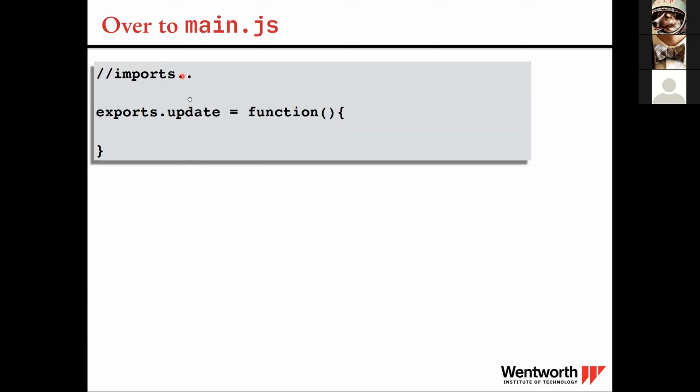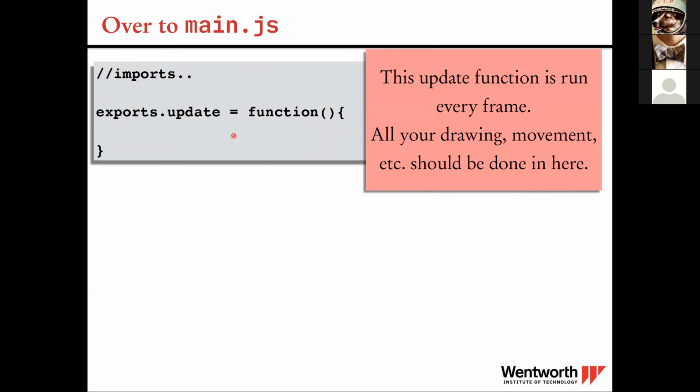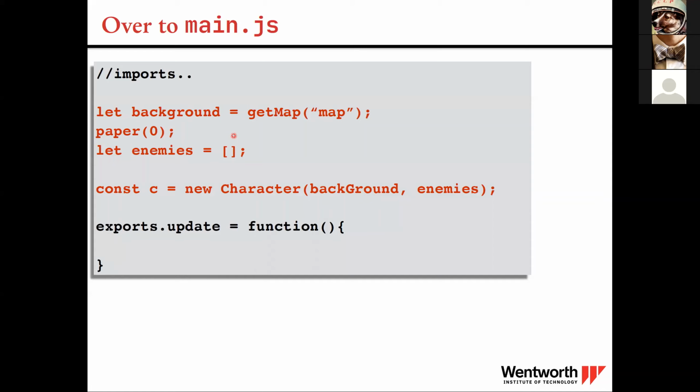So we're going to have some imports. We'll have some sort of setup code right above this function. And then in the function, that's where we're going to have calls to check if we press the key or if we need to draw stuff, that sort of thing. Okay, so we're going to start with grabbing the background.